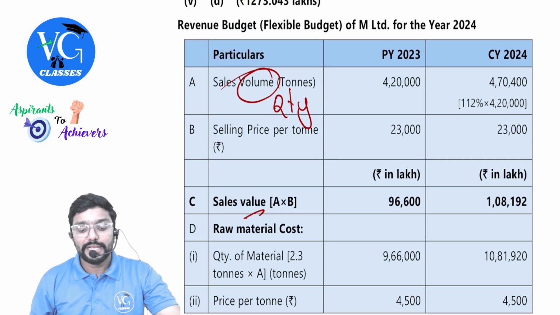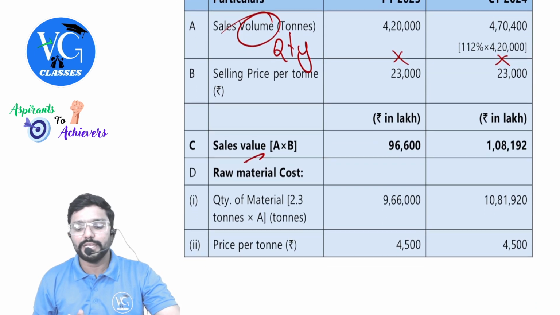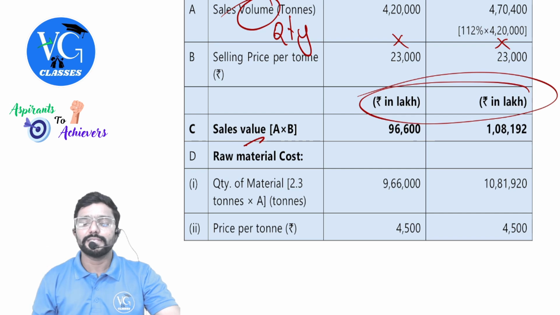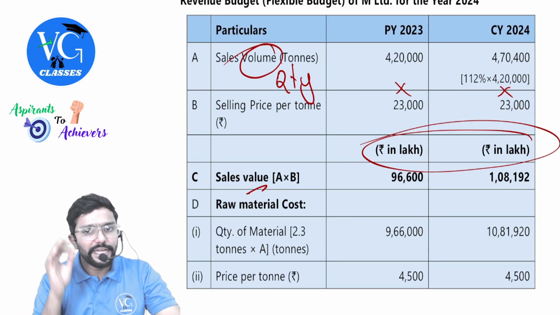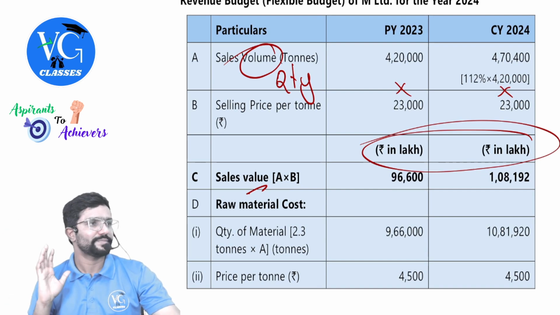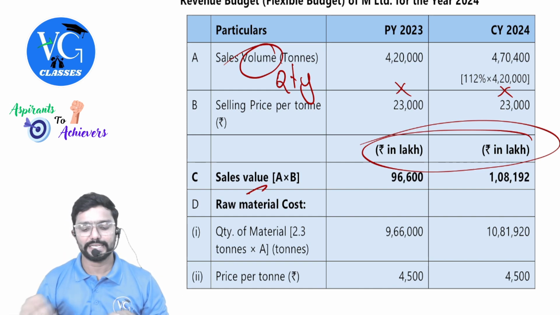Sales volume. Guys, please be careful. If you multiply both of these, you will get, sir, but number is less, sir. They are converted in lakhs. They converted in lakhs. Means simple. 4 lakh 20 into 23,000. You will get rupees divided by 1 lakh. Because all the amounts they are converting for lakhs.